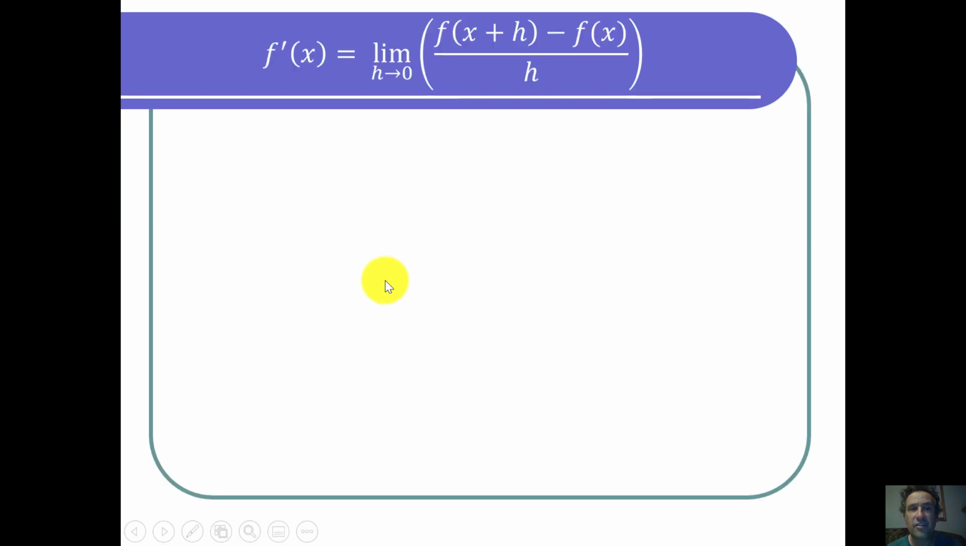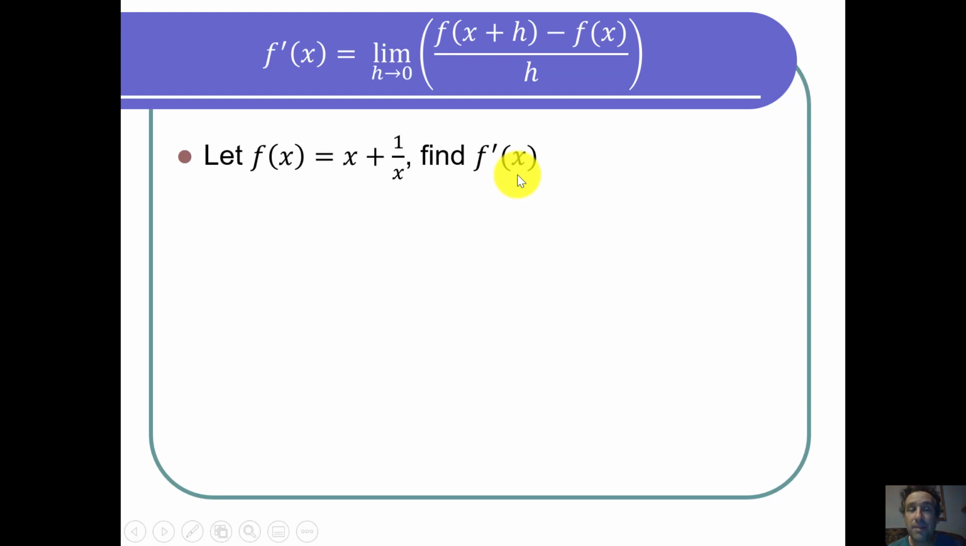equation. So remember that the definition of the derivative is that f prime of x, the derivative of f of x, is equal to the limit as h approaches 0 of f of x plus h minus f of x divided by h. So here's an example. Let's suppose that f of x is equal to x plus 1 over x. And we're asked to find f prime of x.